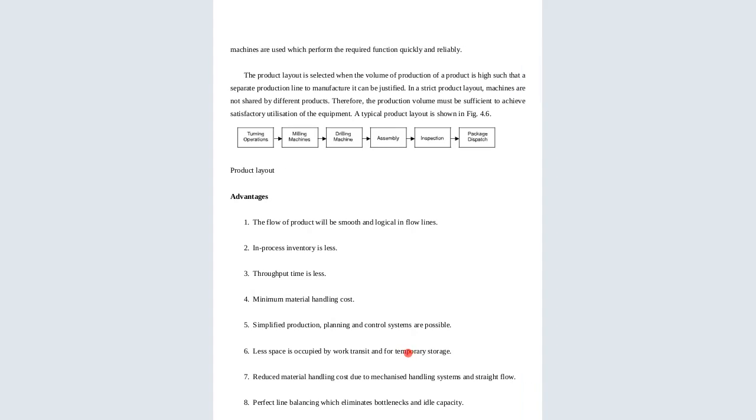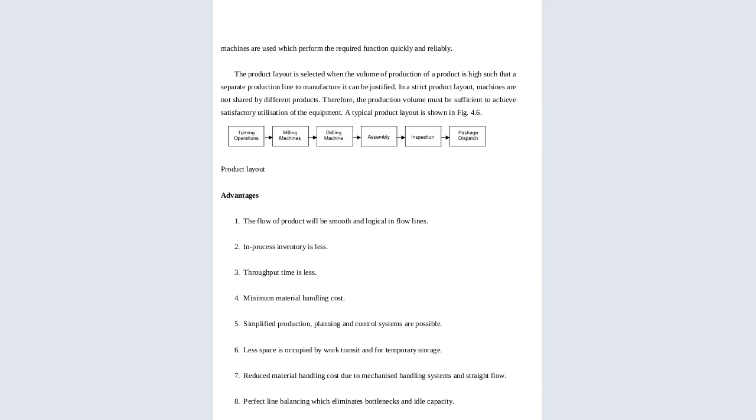Now the product layout is selected when the volume of production of the product is high, such that a separate production line to manufacture it can be justified. So in a strict product layout, machines are not shared by different products. Therefore, the production volume must be sufficient to achieve satisfactory utilization of the equipment. A typical product layout is shown in the figure.